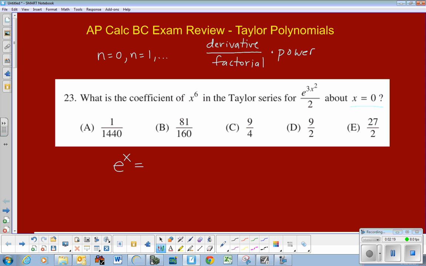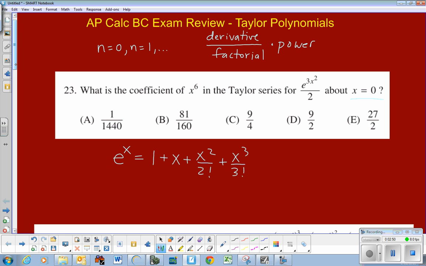Now this is made by the derivative factorial power pattern by taking all the derivatives, subbing in 0, and using the pattern. But instead of making it each time, we're going to just memorize it for the sake of time. And we only need to get up to the coefficient of x to the 6th, and this will be enough to do that. I'll show you why in just a minute. Sine and cosine would alternate and have every other term. e to the x is all of the terms, all positive.